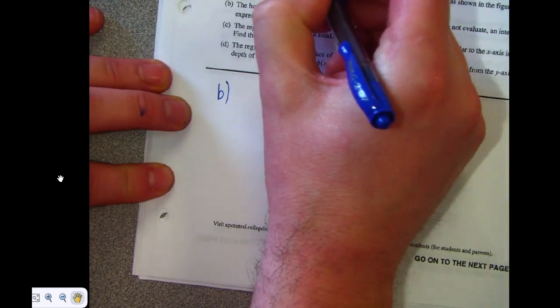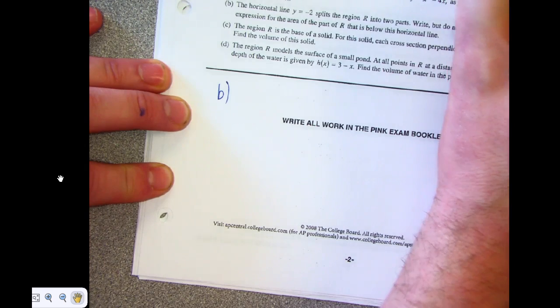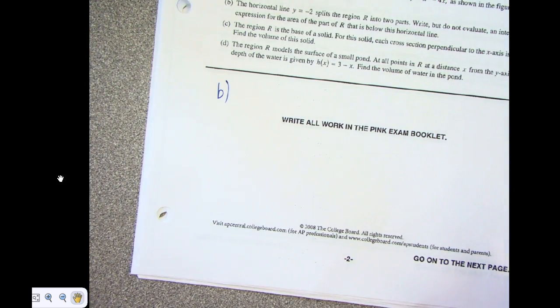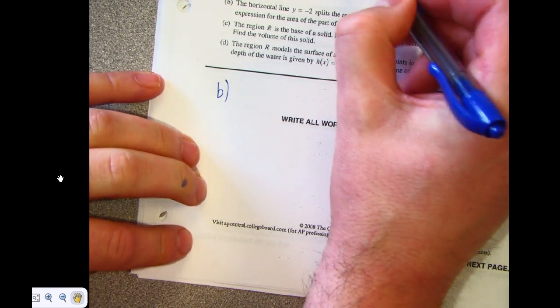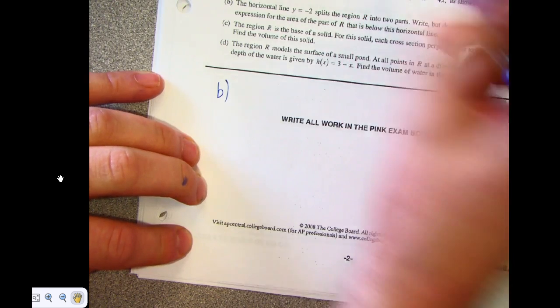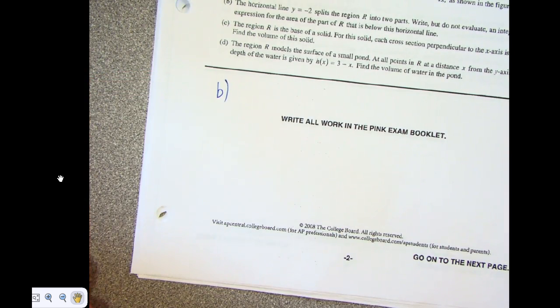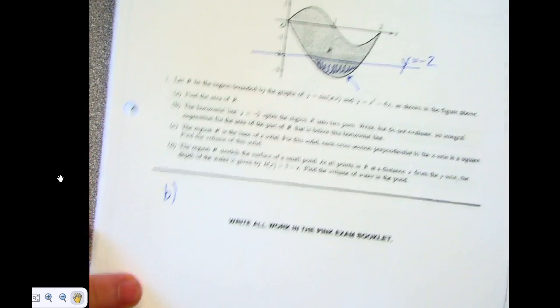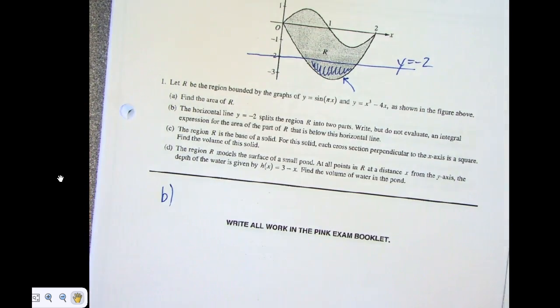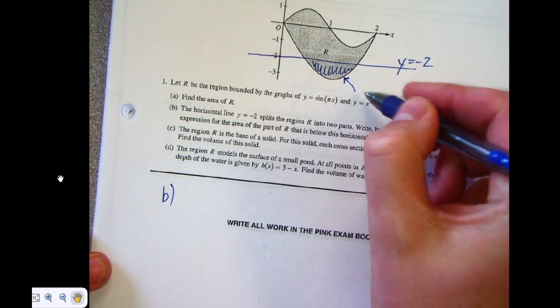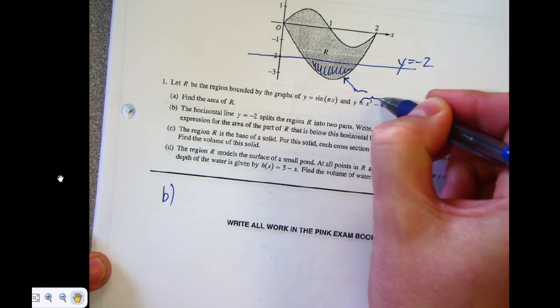So B, they say there's a horizontal line y equals -2 that cuts through that. So I want to write, but not evaluate, an integral that finds the area below this. Right? Which equation is that? The sine one or the x to the third one? The one on the bottom is the x to the third one, right? Because your sine wiggles back and forth, so that's the one on top. So that is that equation.